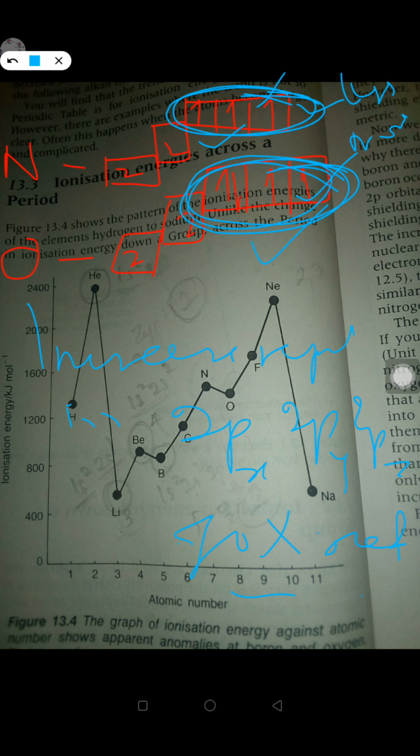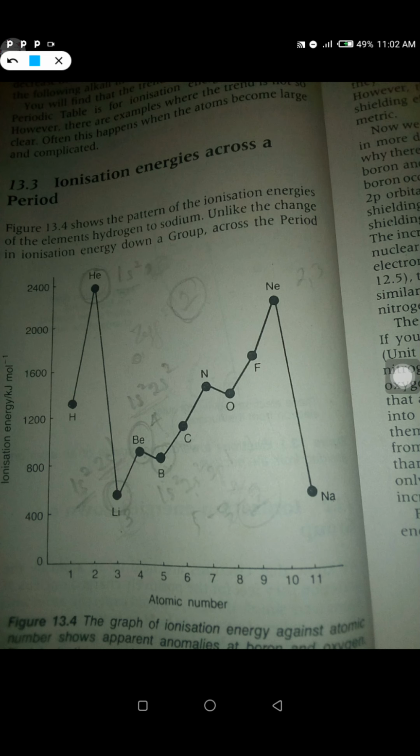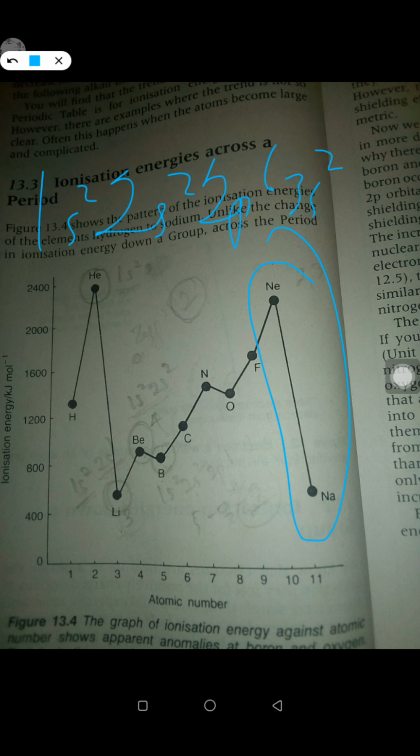And from neon to sodium, that's a simple technique to use. If you look at neon to sodium, it is expected. So let's try to draw the structure. Neon is 1s2, 2s2, 2p6. Oh no, that's everything. It's not 3s2. Okay, it ends here. Now, sodium is 1s2, 2s2, 2p6, 3s1.